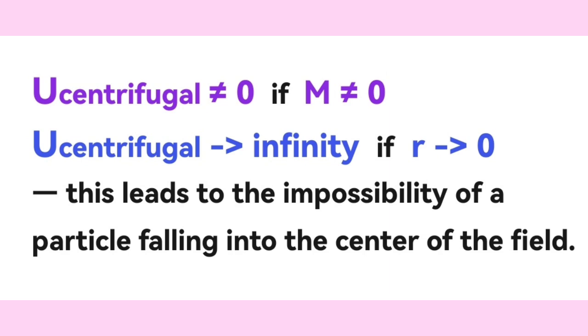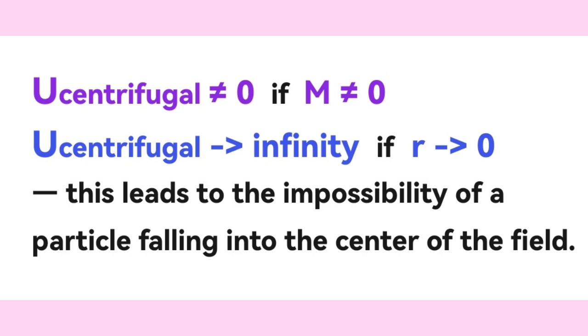This centrifugal energy is always present when the angular momentum is not equal to zero. Thus, the effective potential energy is equal to the potential energy of the field plus the centrifugal energy. Note that the centrifugal energy in the center of the field tends to infinity. The tendency of centrifugal energy to infinity in the center usually leads to the impossibility of a particle falling into the center of the field.